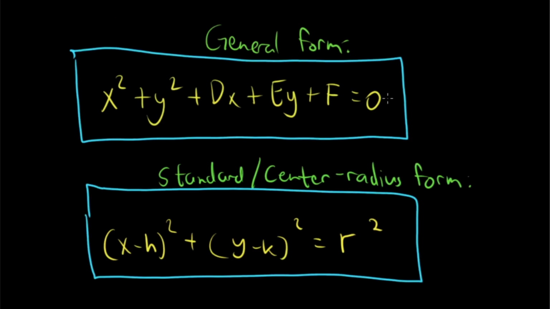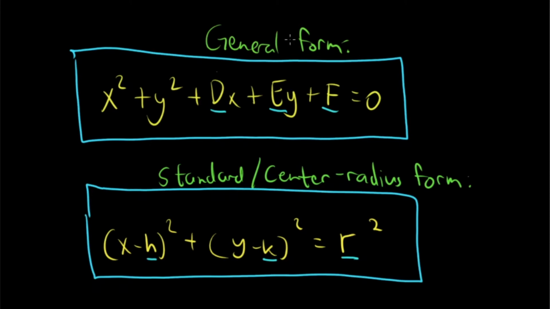So the first form, the general form, is denoted as x squared plus y squared plus dx plus ey plus f equals 0, where these guys, si d, e, at f, lahat sila constants. Habang the standard form or the center radius form naman, denoted as quantity x minus h squared plus quantity y minus k squared equals r squared. Ito namang h at k mo yung location ng circle. H is the x coordinate of the center, k naman yung y coordinate, and r is your radius.